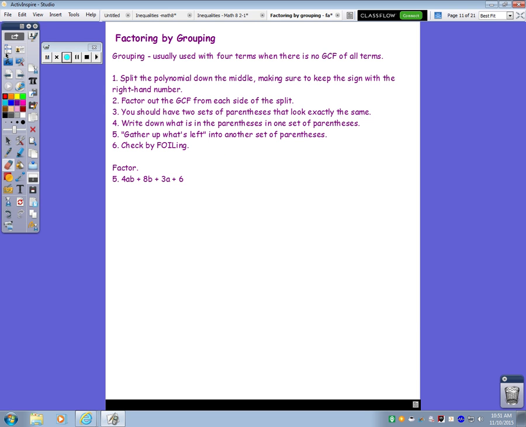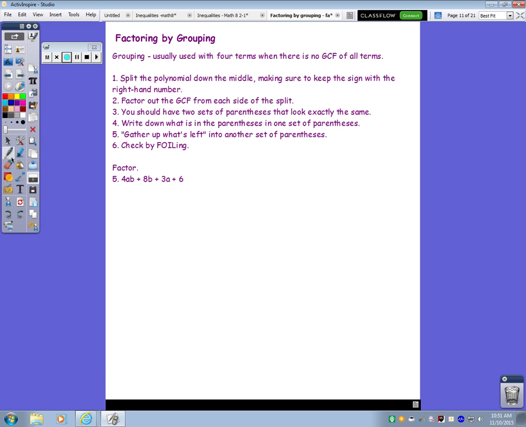So today we're doing factoring by grouping. You use factoring by grouping when you have four terms and there's usually no greatest common factor across all the terms. You split the polynomial down the middle, making sure to keep the sign with the right-hand number. Factor out the GCF from each side of the split. You should have two sets of parentheses that look exactly the same.